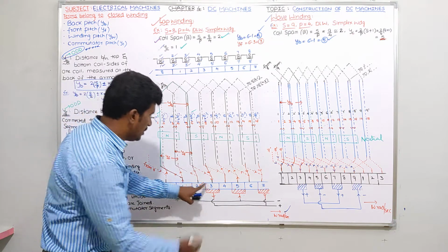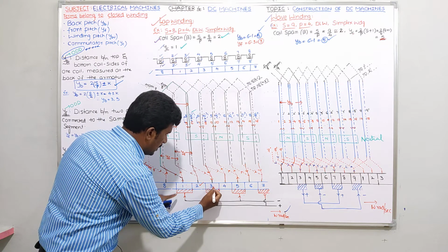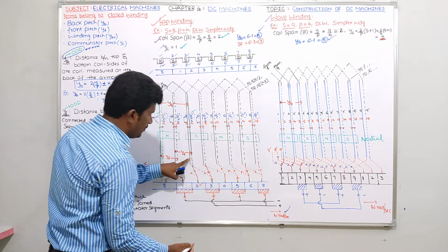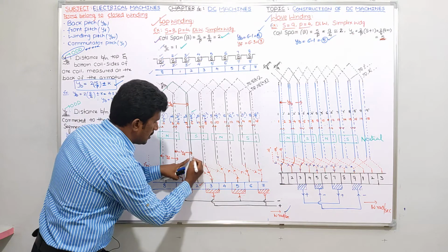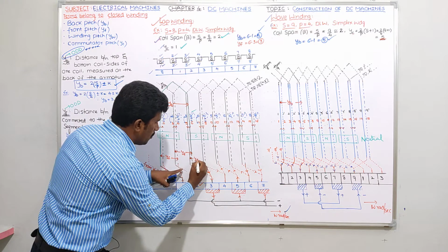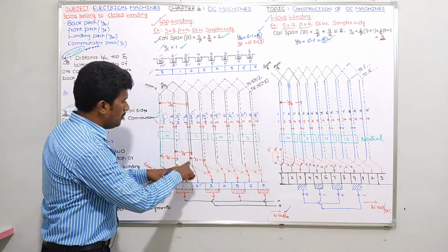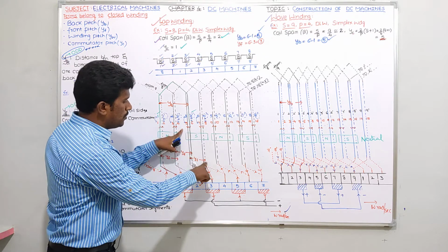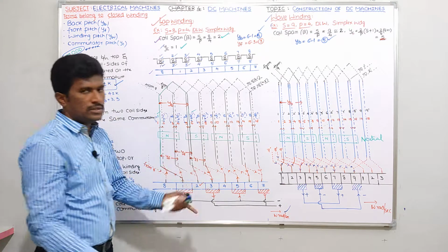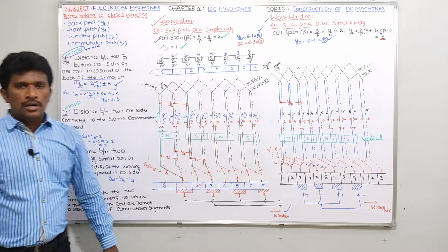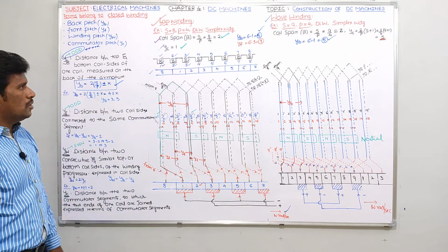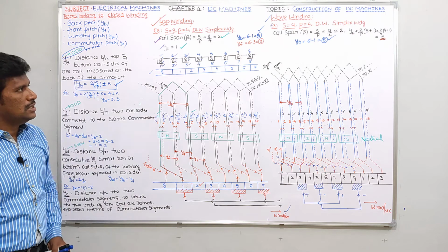If you want, you can take the third segment also. To this commutator segment 3, this is one coil side, and this is another coil side. This can be taken as YF. Nothing wrong. What is the conductor name of this one? 5. And this conductor? 8. 8 minus 5, once again 3. Like that you can take any one. So YF equals 6 minus 3, which is 3.